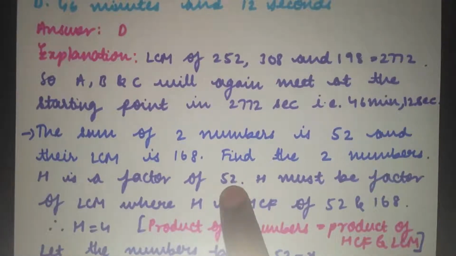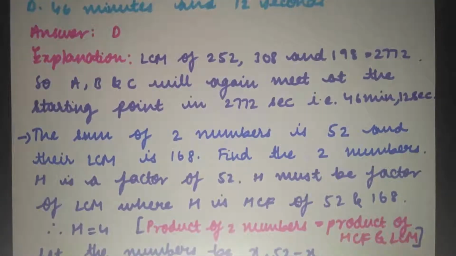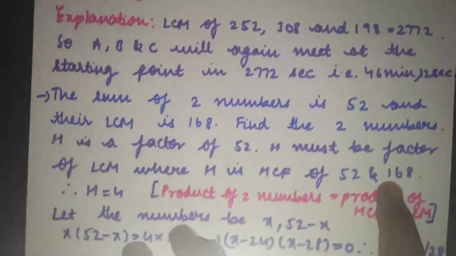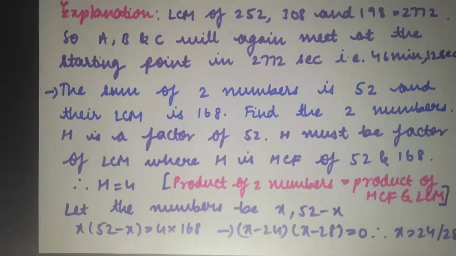Okay, so H must be a factor of the LCM. Because if we have the LCM of two numbers, then H is also going to be a factor of it. H is nothing but the HCF in this case, so H is also going to be a factor of the LCM, right? Because LCM is almost a kind of multiplication between two numbers, because we find the multiples of the two numbers. So H is the HCF of 58, 52 and 168, which is going to be 4. So the product of two numbers equals the product of HCF and LCM.